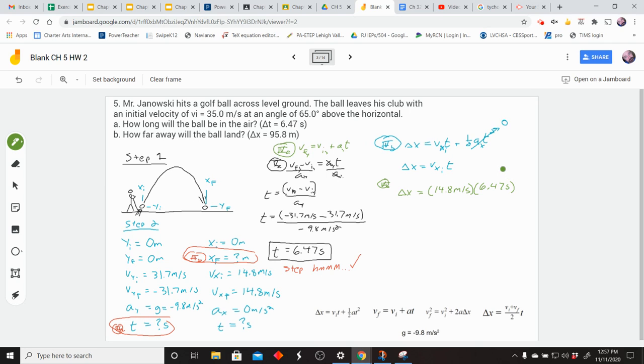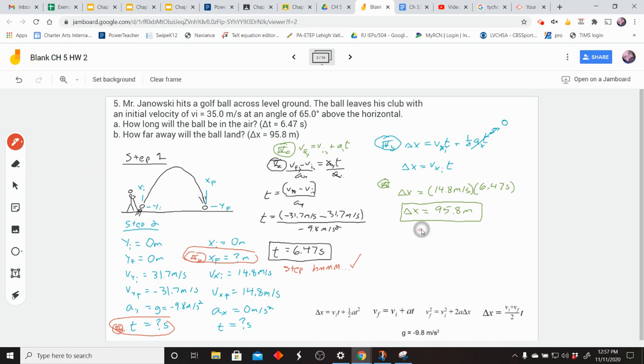So ask your calculator, what is 14.8 times 6.47? And the calculator tells you 95.7 something. There's actually a bit of a rounding thing going on here. All right, 95.8 meters. Put a box around it.